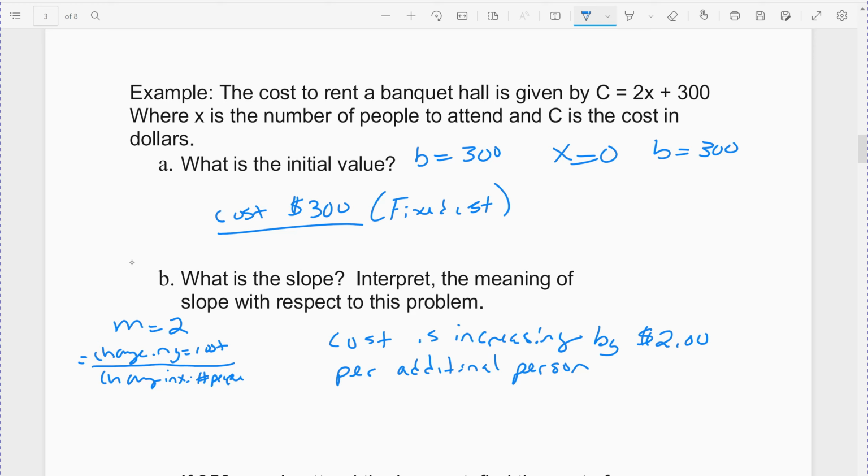For one person, it costs them $2. For 2 people, it costs them $4. For 3 people, it would cost them $6, right? So for every additional person, it's going to cost them $2. It's fixed. It's the same price for every person.